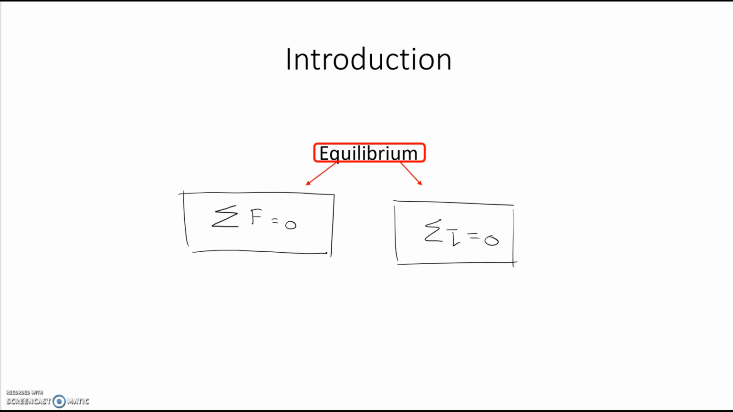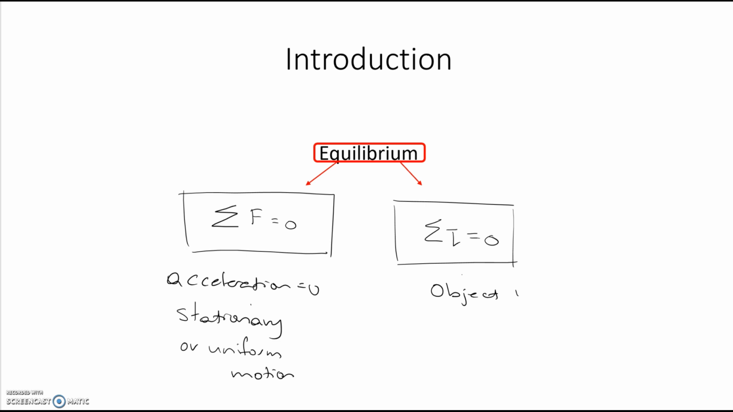On the left-hand side here, this means that the acceleration is equal to zero, so the object is either stationary or it's got uniform motion. So it's not speeding up or slowing down. If we're looking at the torque, with the sum of the torques being zero, then that means that the object won't twist or turn, so that the clockwise moments equal the anti-clockwise moments.